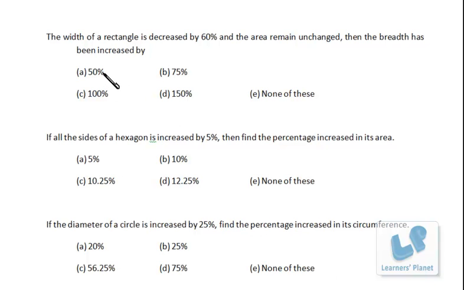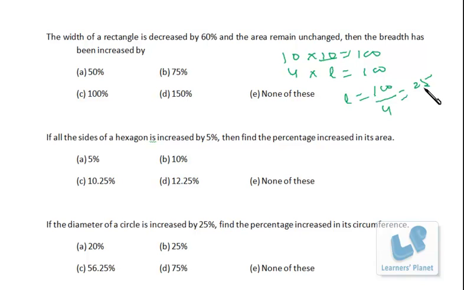Now, the width of a rectangle is decreased by 60% and the area remains unchanged, then the breadth has been increased by. Initially, this 10 into 10 is 100. Now, width is decreased by 60%. That means the new width is 4. Length we have to find out, and the area is still 100. So, length is 100 by 4, that is 25. So initially it was 10, now it is 25. So what is the increase? That is 15, and 15 increase is on 10, that means 150% is the increase.